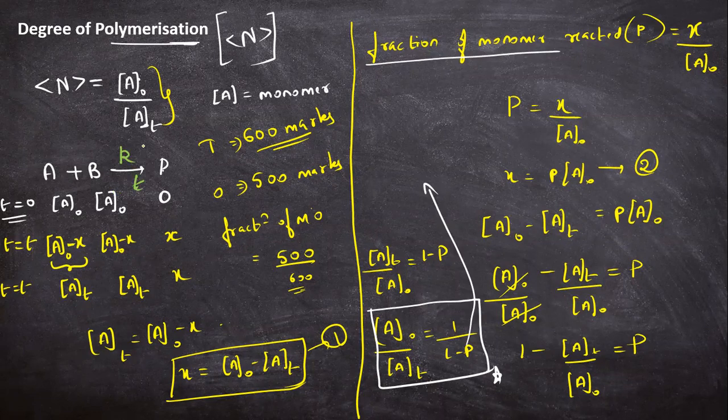So again, there is one more formula, guys. Let's see that formula. If in the question the rate constant and the time taken are given, then we can calculate the degree of polymerization. So this is one of the important formulas. Just mark it with a star.